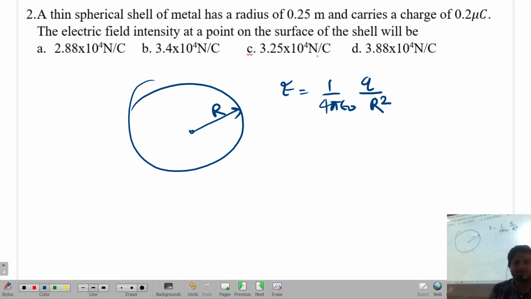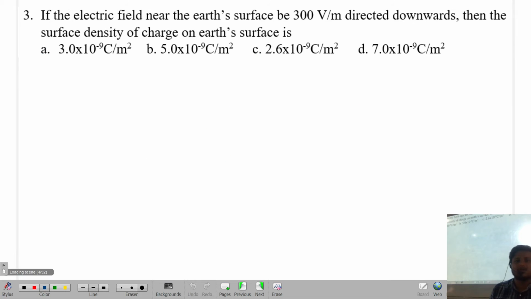So now look over here. The charge is given, 0.2 microcoulomb. You put it over here, you put the radius value and you will get the answer. Do I need to solve this? No, no. What is the answer coming from this? 2.88 into 10 to the power of 4 newton per coulomb. Got it or not? Question number 3.